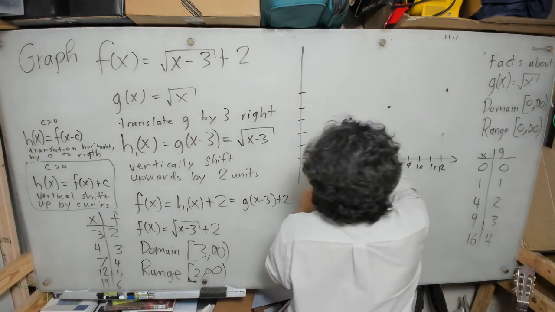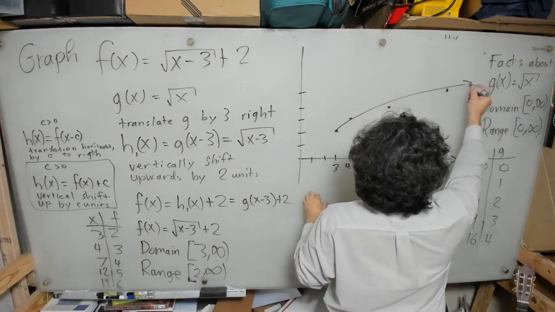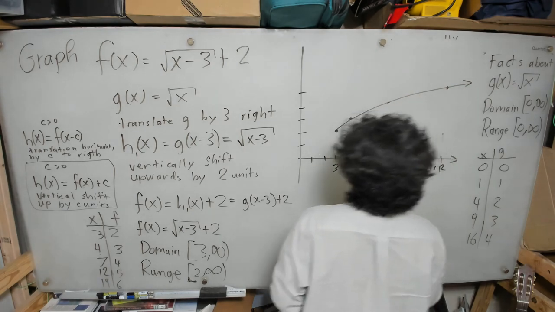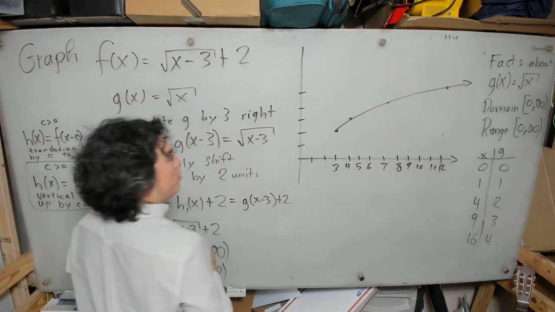Right there. And again, for whatever reason, my graph doesn't come out the way I want it to. But it should look like this, with the indicated points.